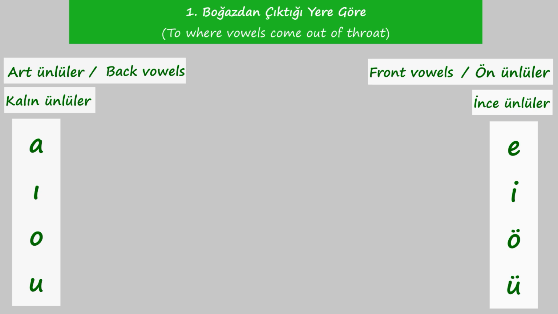Also, I want you to pay attention here. When you look at the back letters, I mean kalın ünlüler, you can notice that they are A and the letters without dots on them. Also, when you look at the front, I mean ince ünlüler or ön ünlüler, you can notice that they are E and the letters that have dots on them.